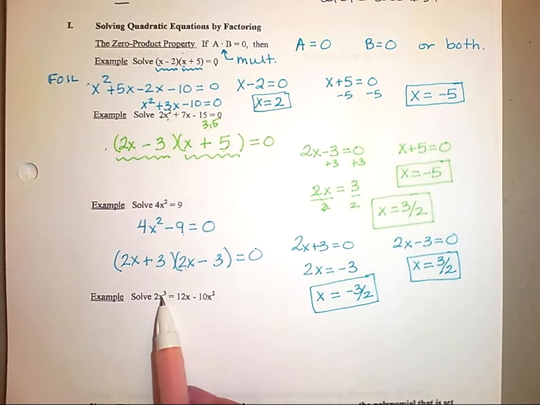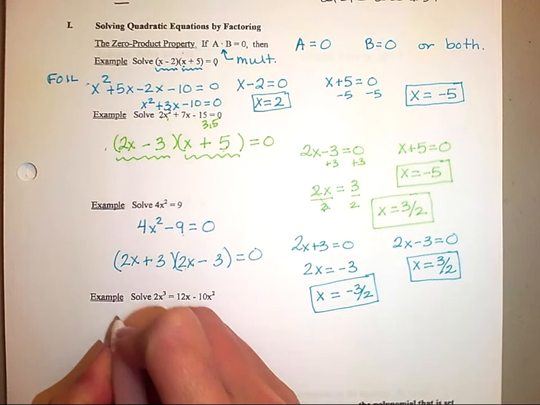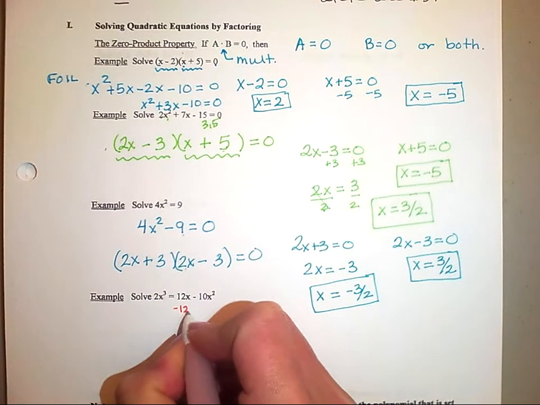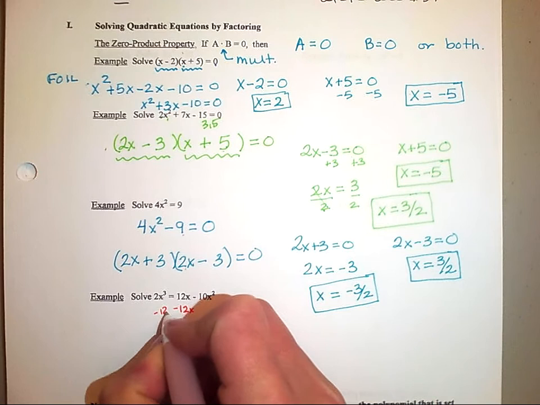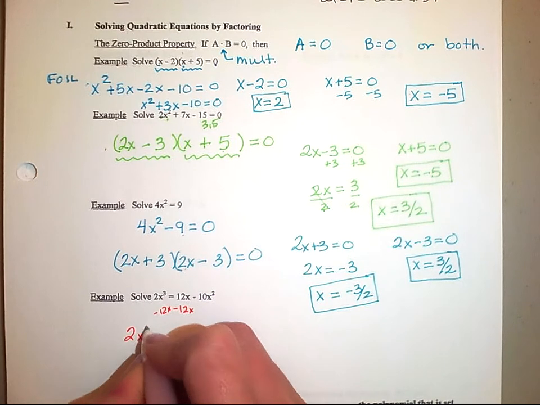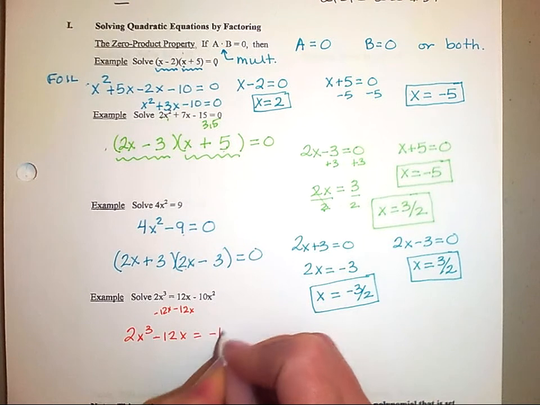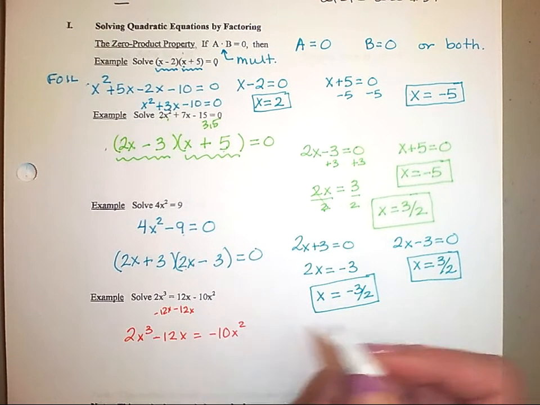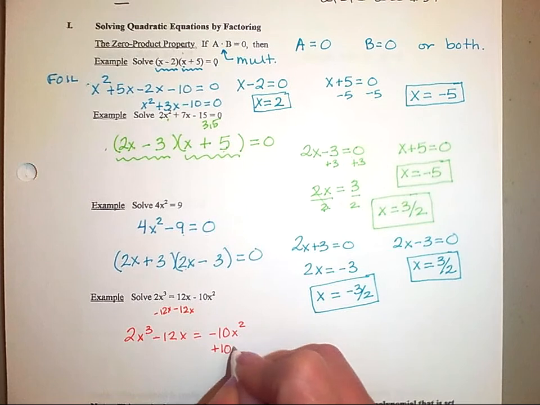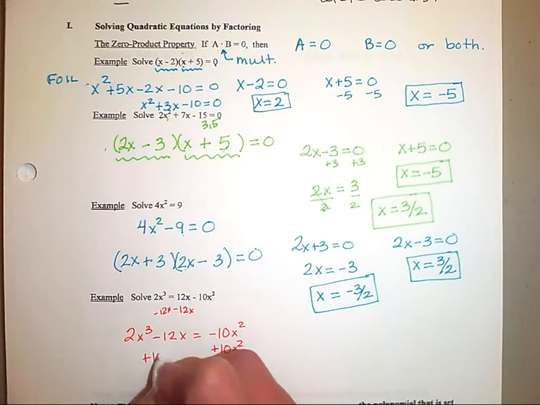Now here, we have not a second degree, but we have a third degree. Okay? So let's still try and get this equal to 0. So to do that, I'm going to have to subtract 12x from both sides, get 2x cubed minus 12x is equal to negative 10x squared. Okay. And then we'll add 10x squared to both sides.